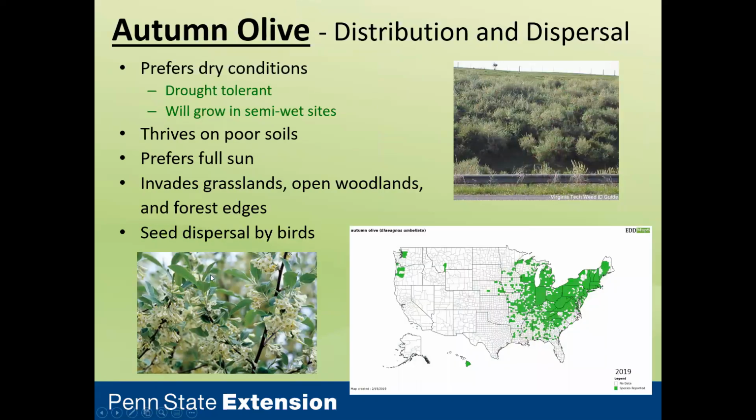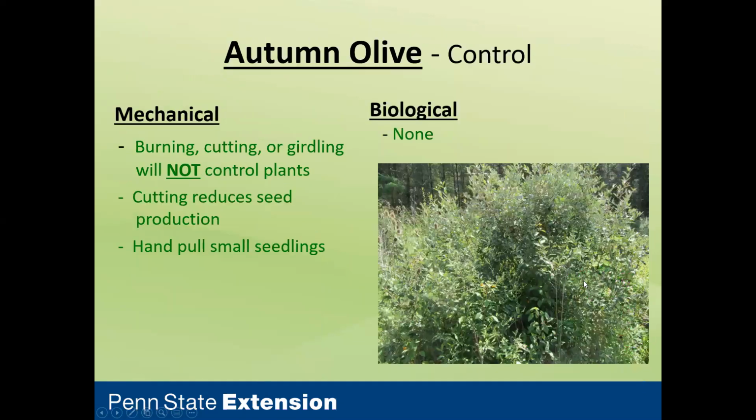So here's the flower of it right here. You can see how it invades old pastures and was planted actually heavily on a lot of strip mine sites, because it is a drought-tolerant plant. It's also a nitrogen fixer, so it thrives on poor soils, prefers full sunlight. The seeds are dispersed by birds and other animals as well that eat the seeds.